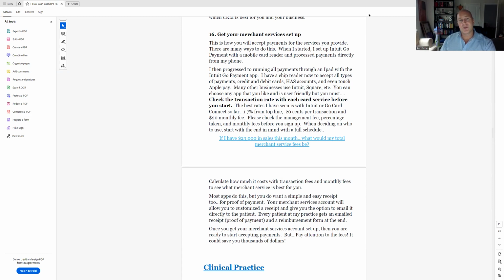The key thing is to check your rates. What are the fees this merchant service is going to charge? Some people are as high as 3%. I've seen 2.7 before. They kind of get you because there are three tiers: a monthly fee, a percentage of revenue, and maybe a charge per transaction. You have to look at each one and see what is best for your clinic. When I started with Intuit, my fee was, I think, $20 a month, 1.7% of the top line, and 20 cents per transaction.